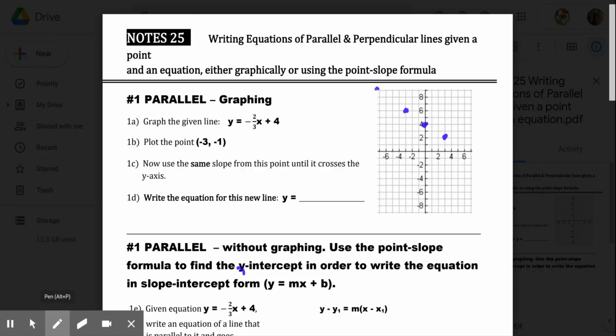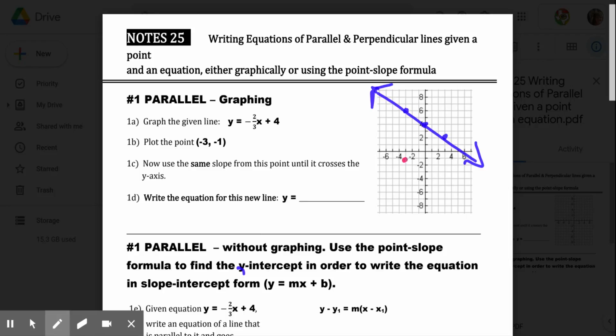And you will need a straight edge for this notes, so you might want to go ahead and grab your ID or something like that. All right. Then 1b says plot the point -3, -1. So I'm going to go left 3, down 1.